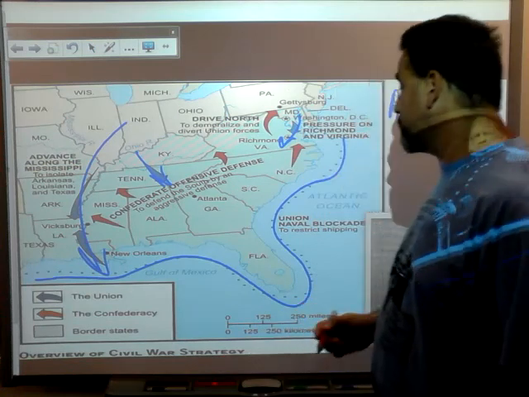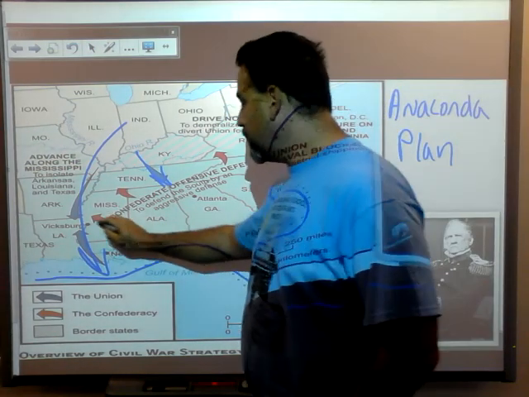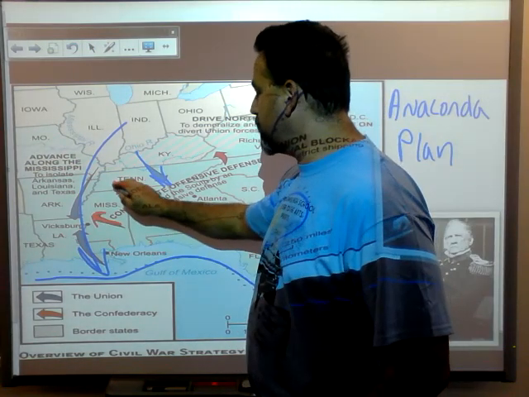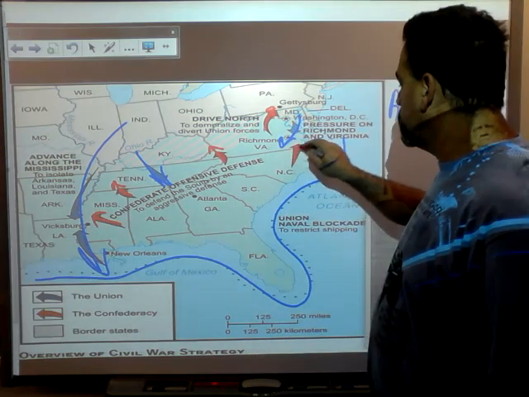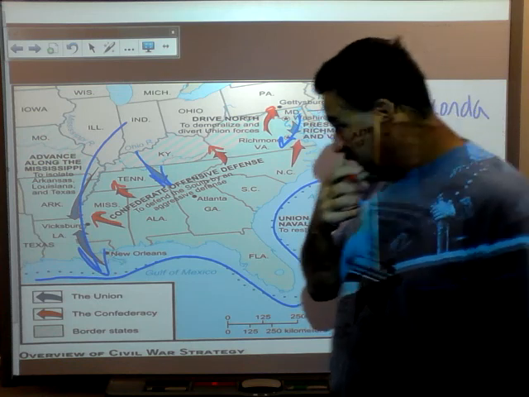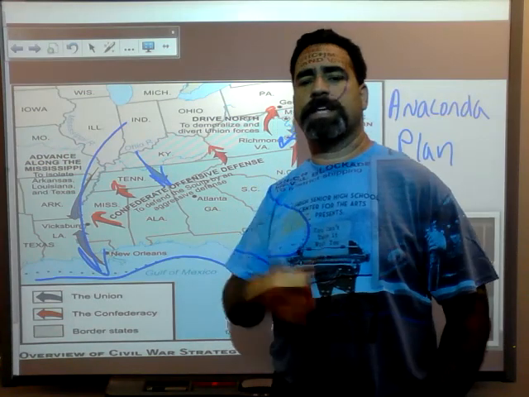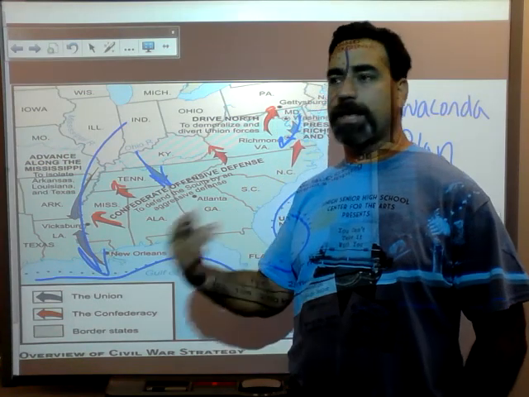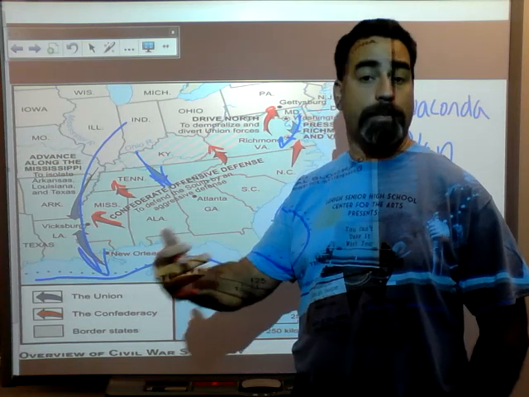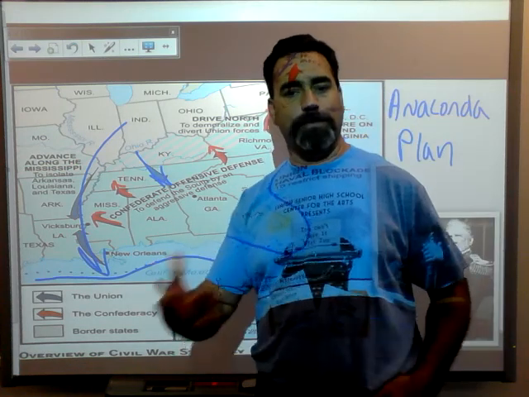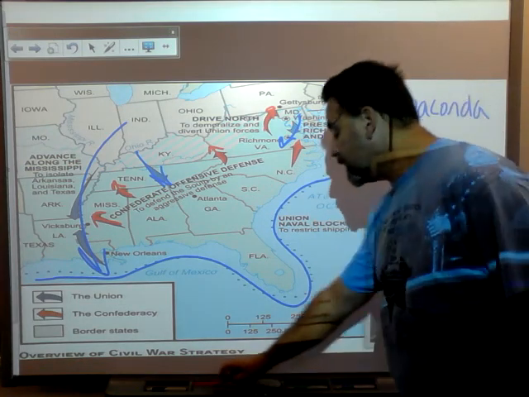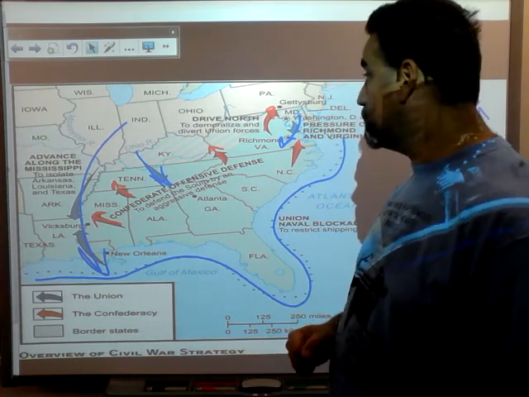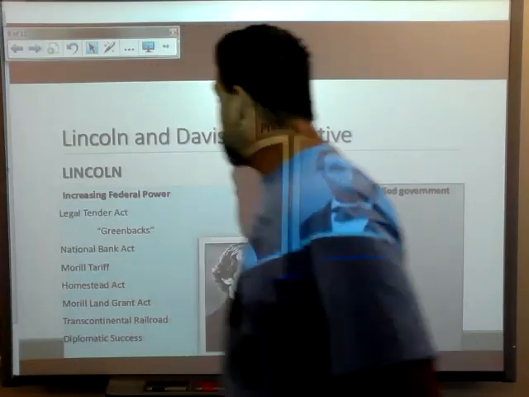In return, the Confederacy is planning on what they refer to as an aggressive defense. They're going to put as much pressure on the Union forces as possible, even planning on attacking inside Union territory to keep Union armies busy and keep them from invading and cutting into the heartland. And this was called the Anaconda Plan. We'll see how this works out.